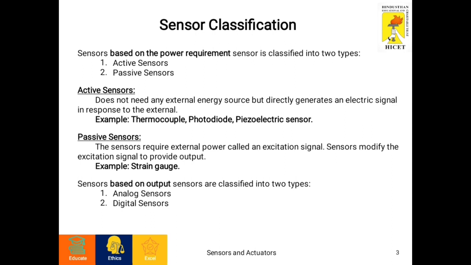Passive sensors. Passive sensors detect energy emitted or reflected from the environment. Few examples of passive sensors are strain gauge. Sensors based on output are classified into two types. They are analog sensors and digital sensors.